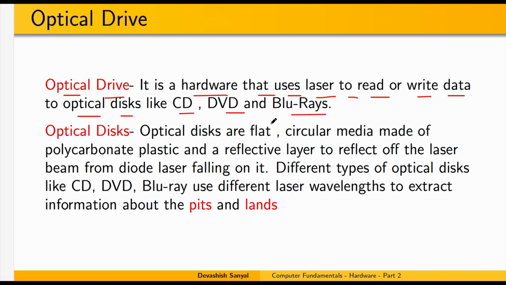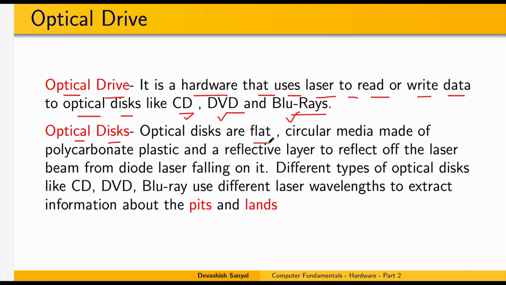So these are the kinds of optical discs you have. CD is a kind of optical disc, DVD is a kind of optical disc, Blu-ray is a kind of optical disc. And in order to read them, what you need is an optical drive. So there is hardware that helps in reading the CDs, DVDs and Blu-rays. So it uses laser. Why does it use laser? We will soon see. And what are optical discs?